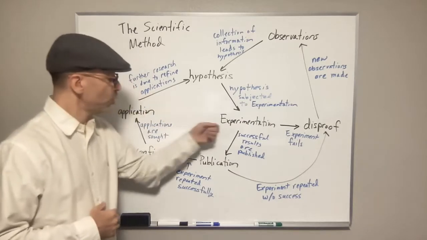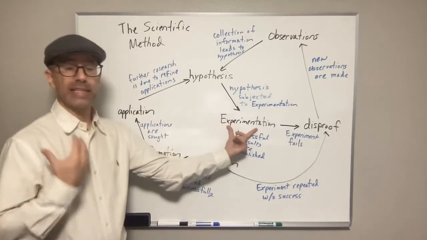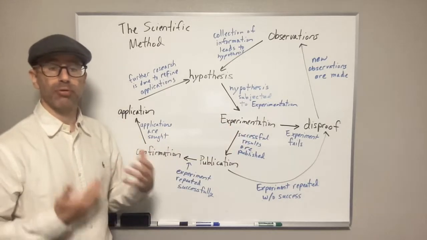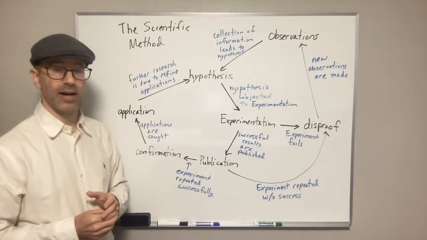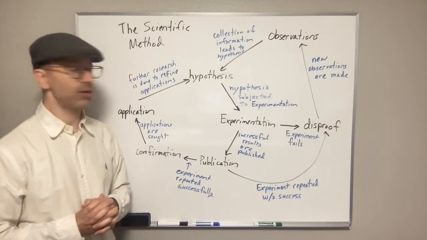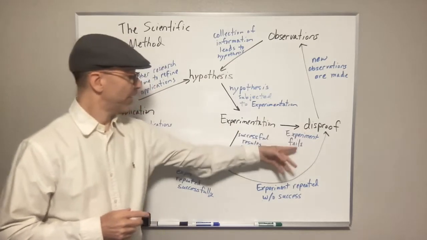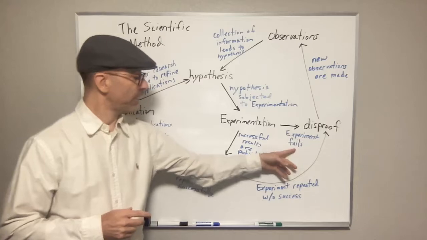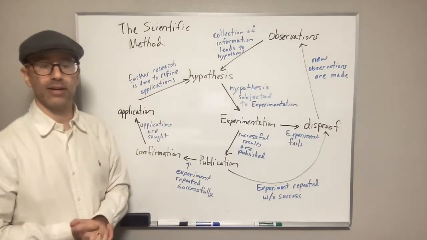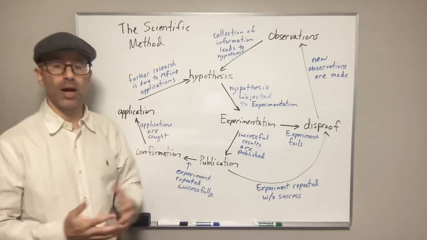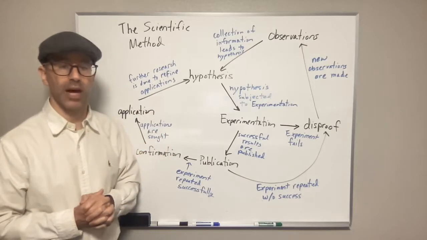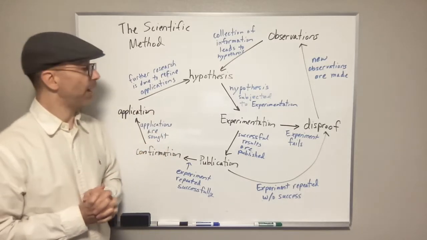Or maybe my experimentations don't work. Maybe they don't provide proof of my hypothesis. Maybe the experimentation shows that my hypothesis is not correct. Then I go to disproof, and that's when the experiment fails. And then what do I do? Do I just throw up my hands and say, okay, I guess that's it? No, I keep making more observations. I explore more into the phenomena that I'm looking at.